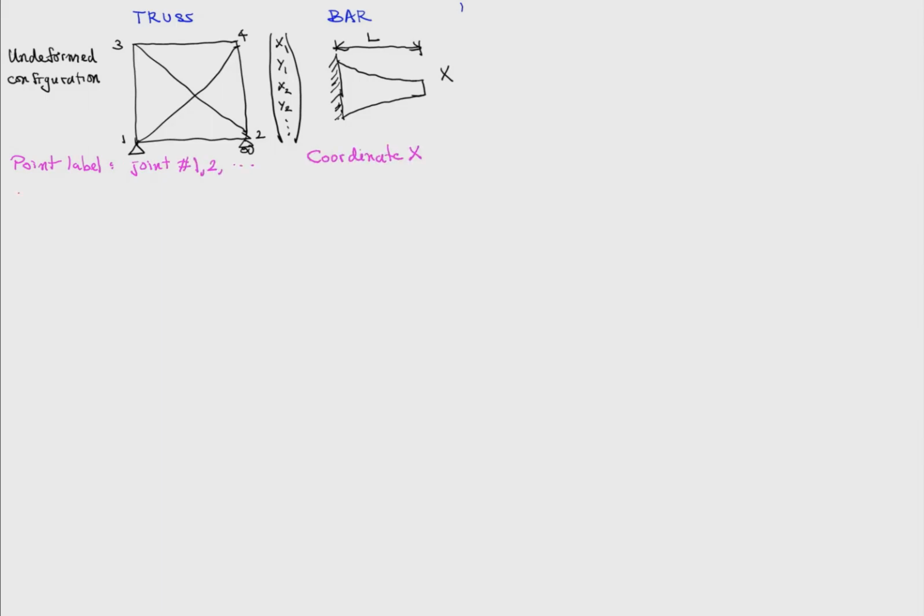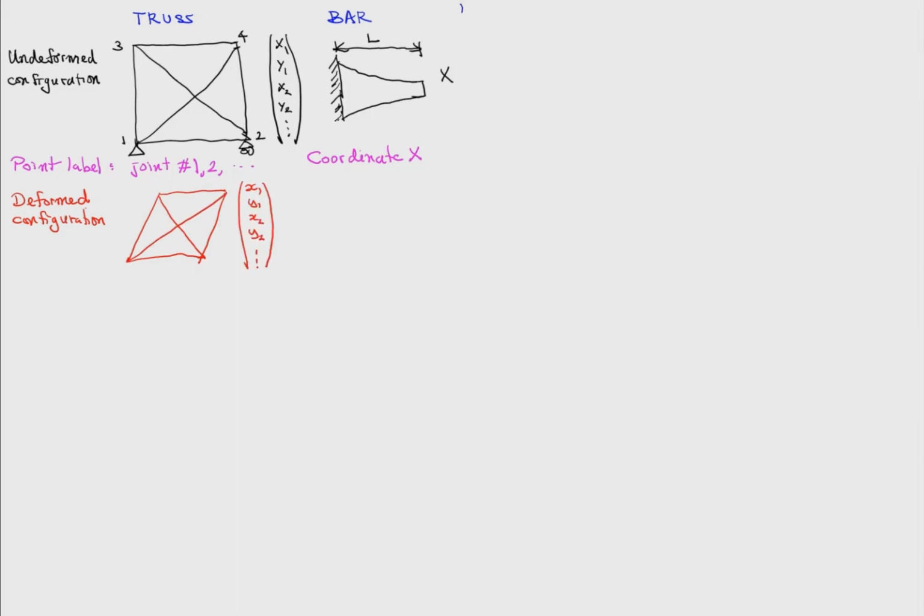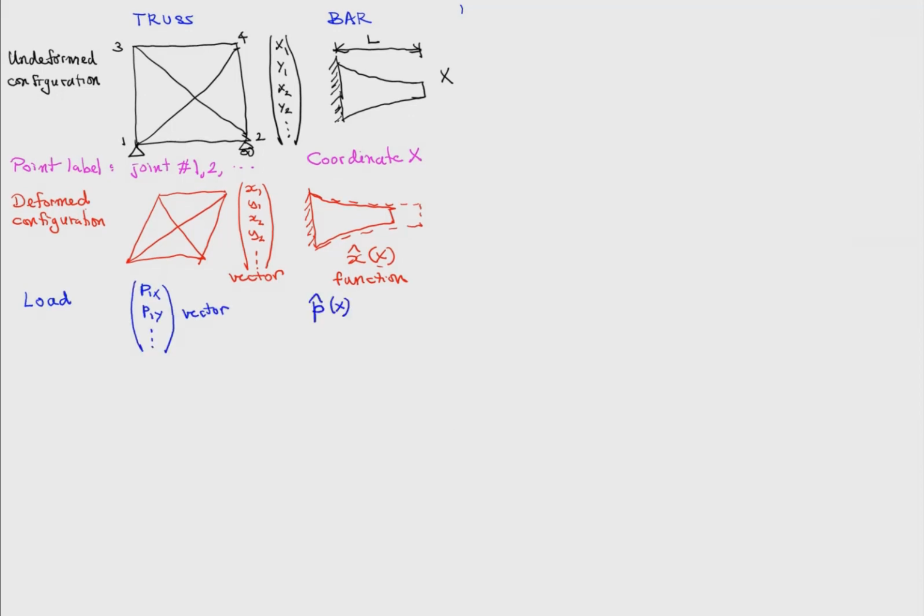The joints are labeled 1, 2, 3 in the truss. In the bar, the points are labeled by the x coordinate itself. The deformed configuration of the truss is given by the joint coordinates lowercase x1, y1, x2, y2, which is a vector. For the bar, the deformed configuration is given by a function little x hat of uppercase X. Little x hat of uppercase X is the coordinate of the point whose undeformed position is uppercase X.